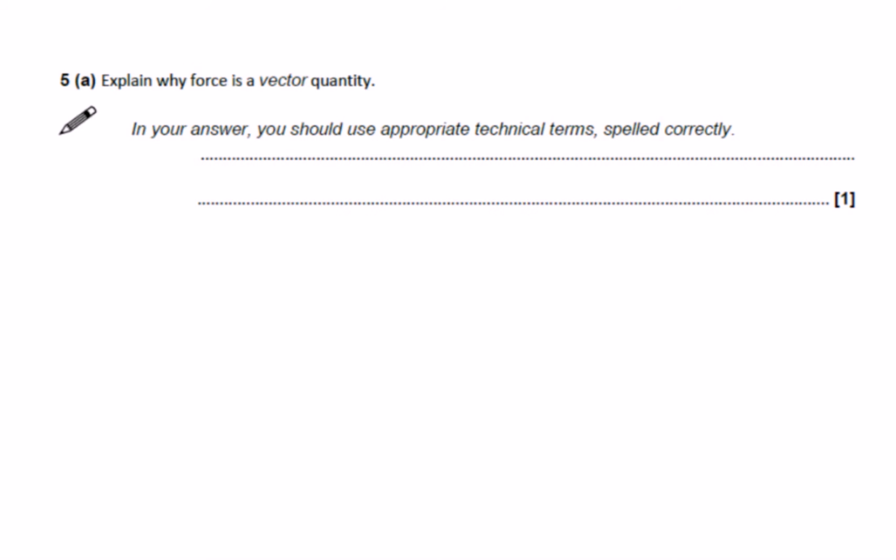Right, question 5. We've got to explain why force is a vector quantity, and hopefully you all know that it has direction. And magnitude, but it's direction that they're looking for, and it has to be spelt correctly. My pen's not working very well, but there we go.